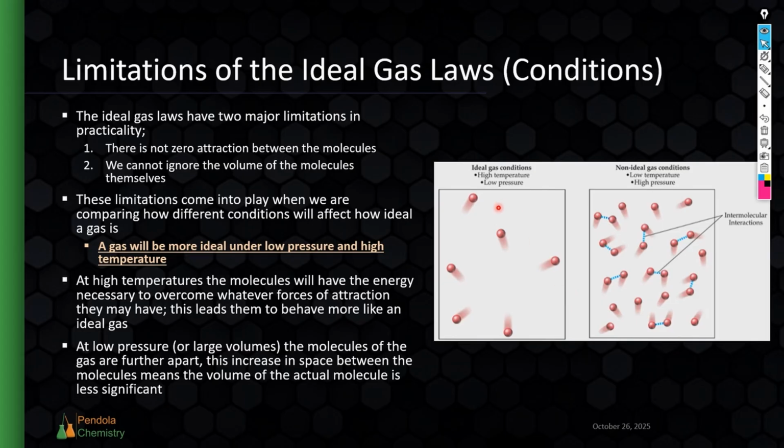So temperature causes the molecules to move more quickly and with more energy. If they're moving more quickly and with more energy, there is not as much time to create intermolecular forces, and the higher energy is able to break those intermolecular forces, giving us more of that zero attraction feeling between molecules. So higher temperature means more ideal because the molecules are moving with more energy, which leads to weaker forces of attraction.